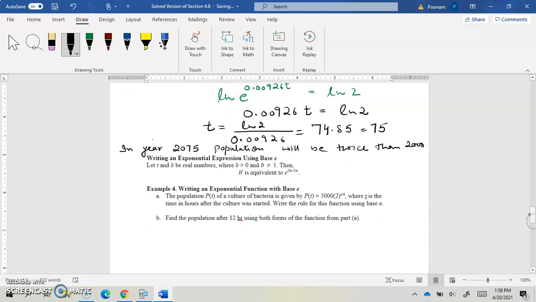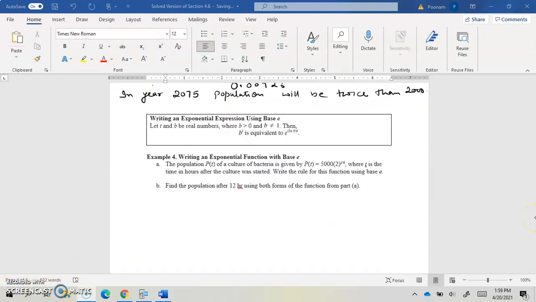Next we have, let's do example number 4. Write an exponential function with base e. The population of a culture of bacteria is given by p of t. The function is given to be 5000 times 2 raised to power t by 4, where t is the time in hours since the culture was started. Write the rule of this function using the base e.